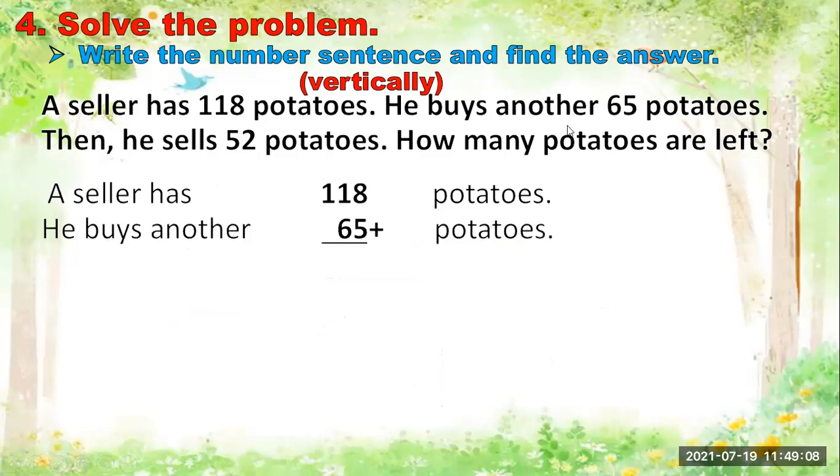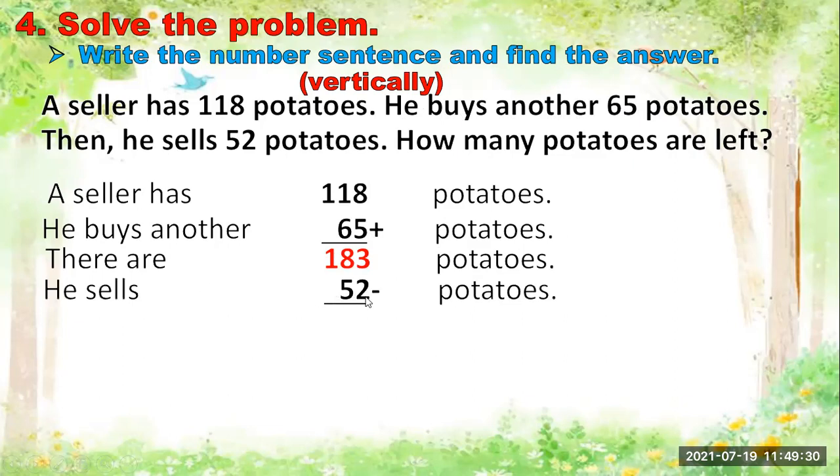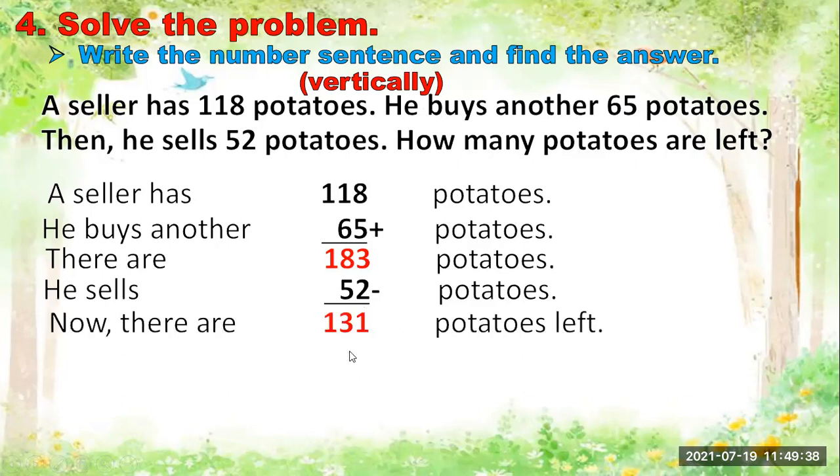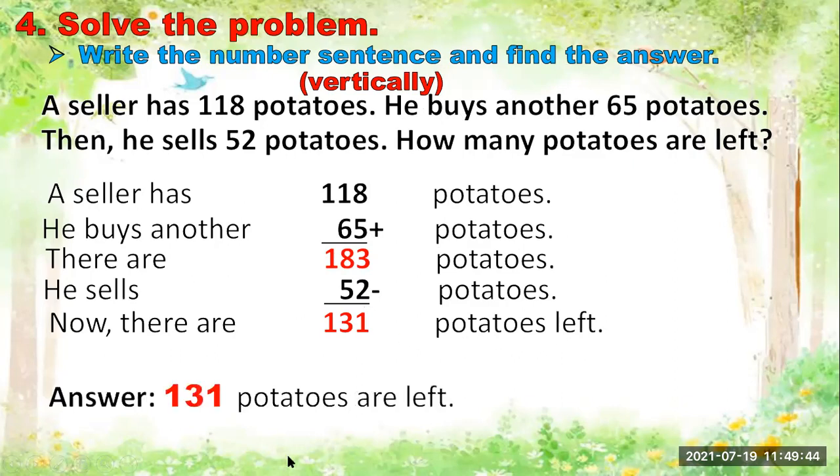And then he buys, you can see it here, he buys another 65 potatoes. We just copy and write it here. So 118 potatoes plus 65 potatoes, right? So there are 183 potatoes. And then here, he sells 52 potatoes. So we will write it here. It's minus, right? So he sells 52 potatoes. So 183 minus 52 potatoes. And then now there are 131 potatoes left. Now the answer here is 131 potatoes are left. So this is the answer here.